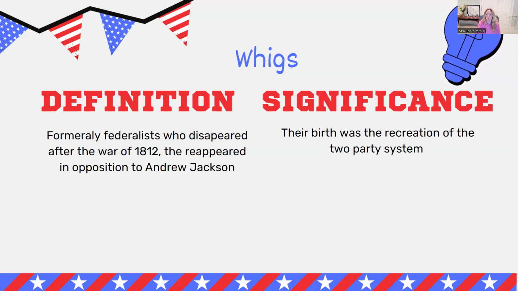And so there was really only, on paper, one party that existed, the Democratic Republicans. And then they're going to eventually drop that and become Democrats. And those people that were Federalists are still Federalists. They just don't have really a name for themselves. They get so frustrated with Andrew Jackson's policies that they reemerge under a new party name, and that is Whigs. So their birth was the recreation of the two-party system.